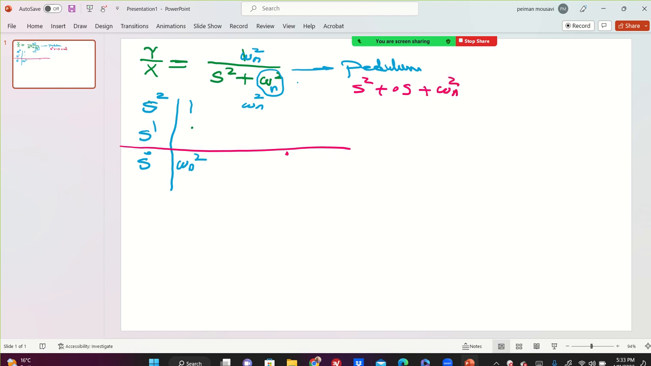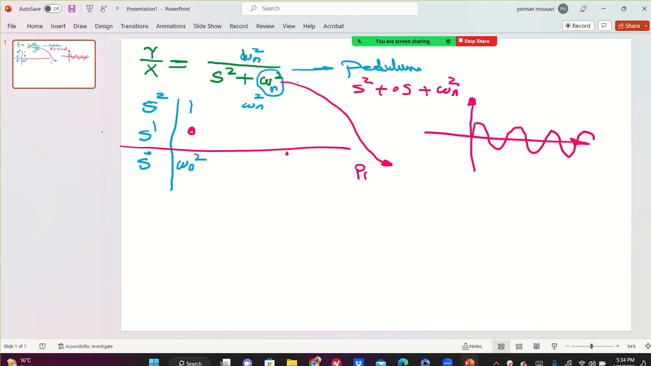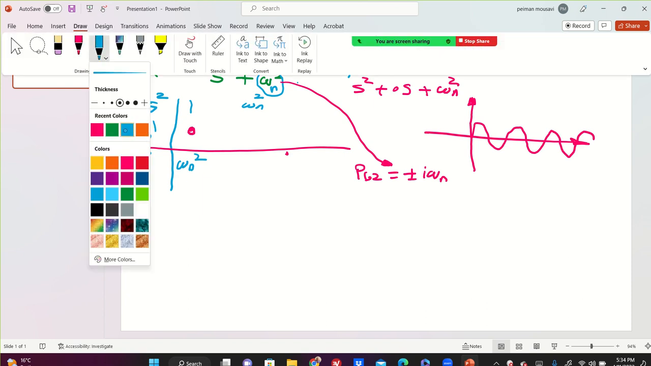Now what is here? So, guys, remember the pendulum. What was the response of the pendulum in the time domain? Yes, it was oscillating forever, right? So we had a pair of poles at plus minus i omega n, a pair of pure imaginary poles.